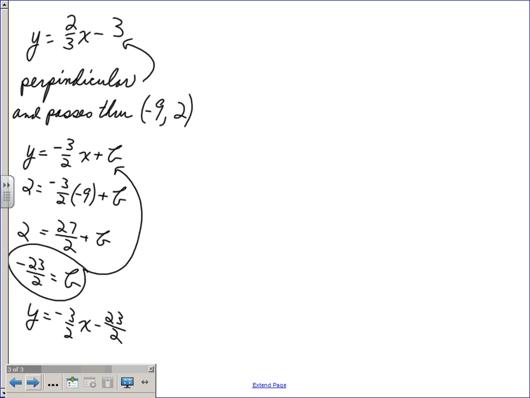I don't care if you change that to a fraction, make it 11.5, I don't care, as long as that decimal ends. Did we talk about that yesterday? As long as it's a finite decimal and the decimal ends, so you don't have to round anything. We want to be as exact as we can. Well, y equals negative 3/2 x minus 23/2 is a line that's perpendicular to the given line up top. It passes through the point negative 9 and 2.